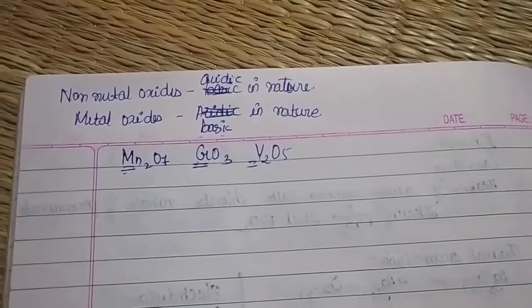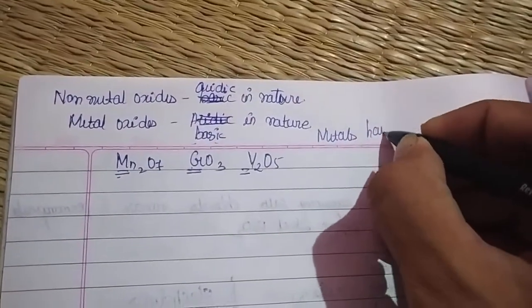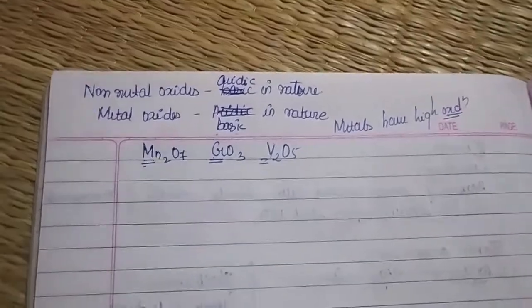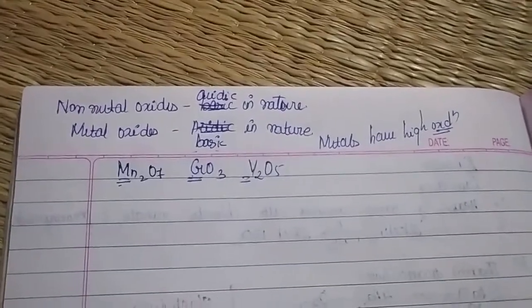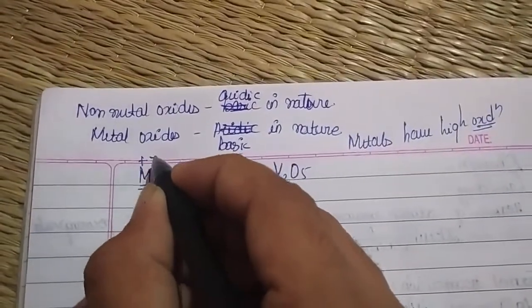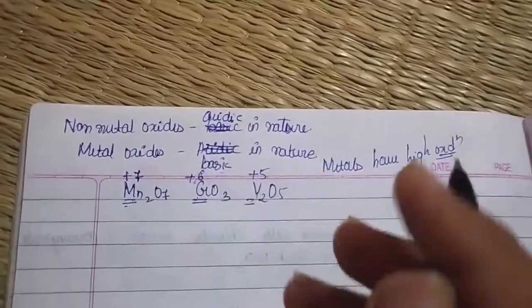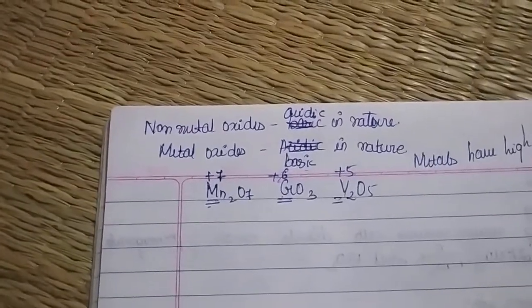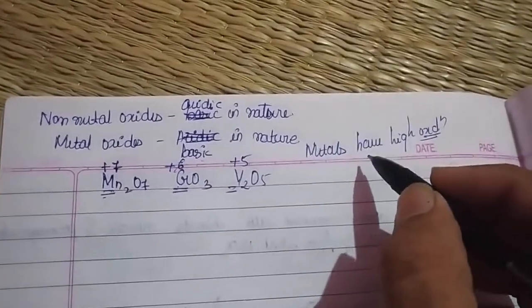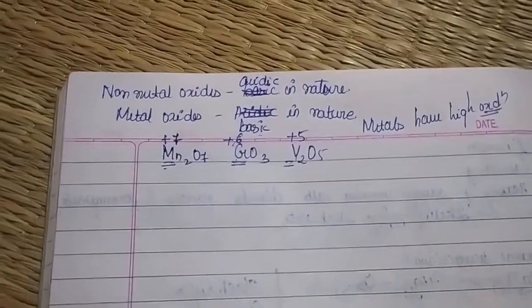What is an exception over here is, do remember, whenever metals have a high oxidation state, such metal oxides will not be basic in nature, they will be acidic in nature. If you see the oxidation states of these metals, manganese has +7, chromium has +6, vanadium has +5. So the metal oxides in which the metals have a high oxidation state will generally be acidic in nature. Otherwise, in normal cases, metal oxides are basic in nature.